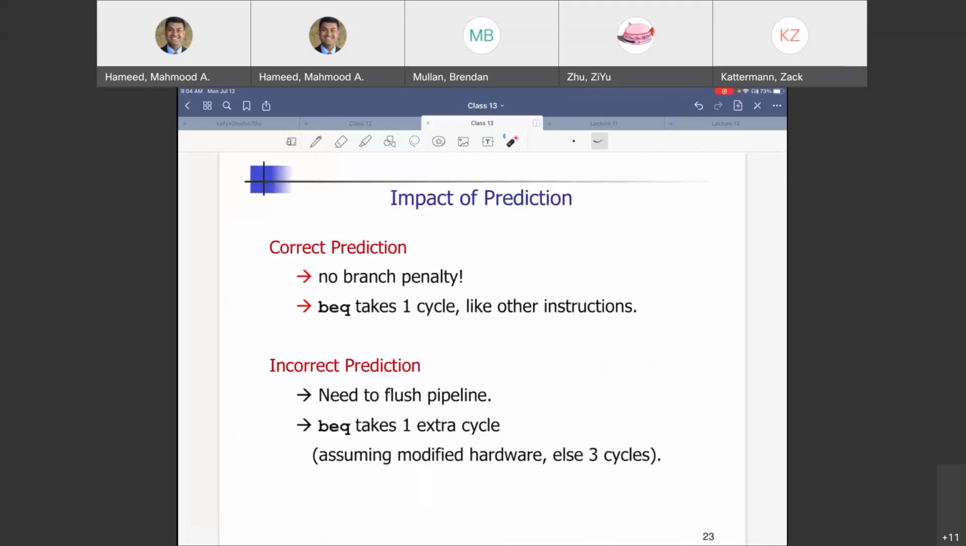Now, the result can be either a correct prediction or an incorrect prediction. If you have a correct prediction, then you don't have any branch penalty. Branch when equal takes 1 clock cycle like all the other instructions. But with an incorrect prediction, you need to flush out the pipeline, which takes 1 extra cycle with the modified hardware. Otherwise, it would take 3 clock cycles.